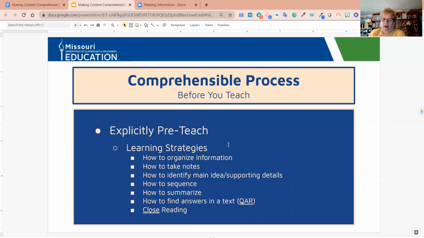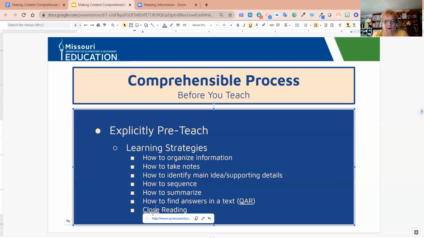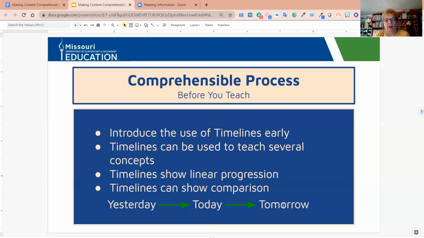So, pre-teaching the learning strategies, we need to teach our ESL students how to organize information, how to take notes, because a lot of them have never taken notes in a classroom before, how to identify the main ideas, supporting details, how to sequence, summarize, how to do that question and argue and response, and the close reading. And these will take you to a link on some of those if you aren't familiar with those.